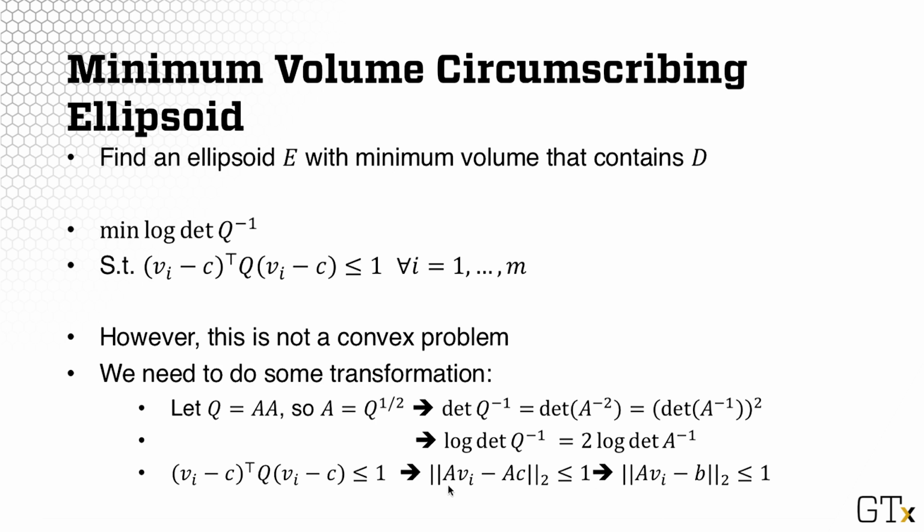A is a variable, but C is also a variable. So how do we handle that? Well, A times C is a variable, right? A is a variable, C is a variable, A times C is a variable. So I'm just going to make that a new variable, call it B. So then I have the Euclidean norm of A times Vi minus B less than or equal to 1. This is a second order cone constraint in A and B. So if I can find A and I can find B, then I can recover what C is. C is just A inverse B.